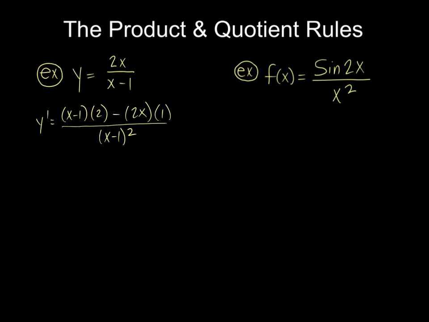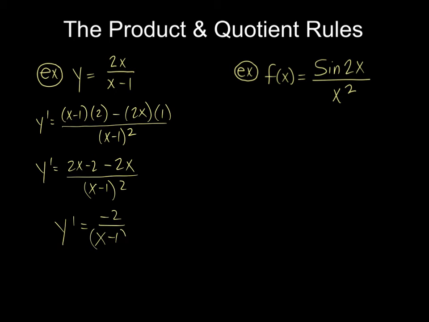So filling into the derivative formula is not that bad. At this point, we've got to do some algebra, and it's not that bad either. Get 2x minus 2, if I distribute that 2, minus 2x over x minus 1 squared, or negative 2 over x minus 1 squared. All right, there is the first quotient rule. Let's do another one. This one's got trig in it, and it's going to have a chain rule in it.